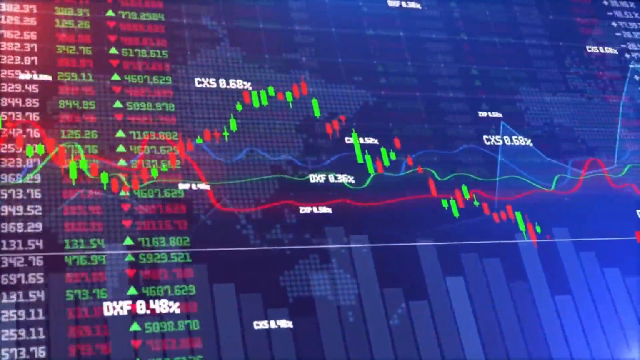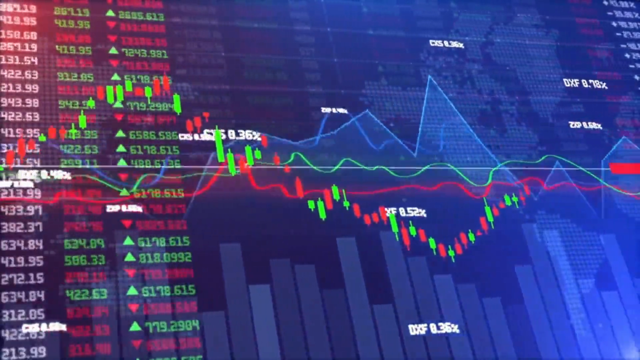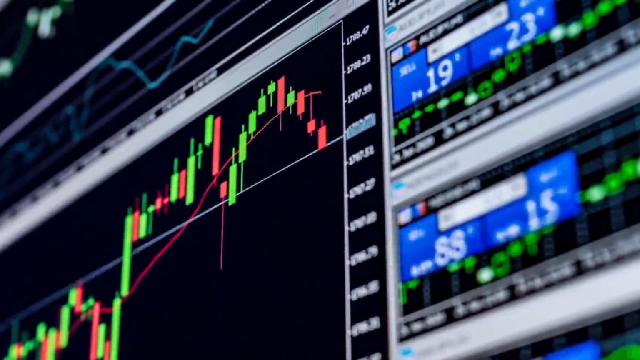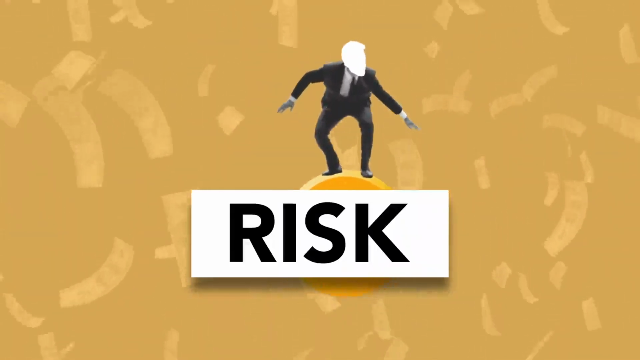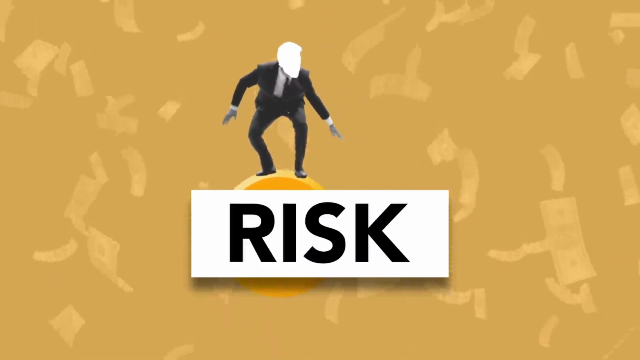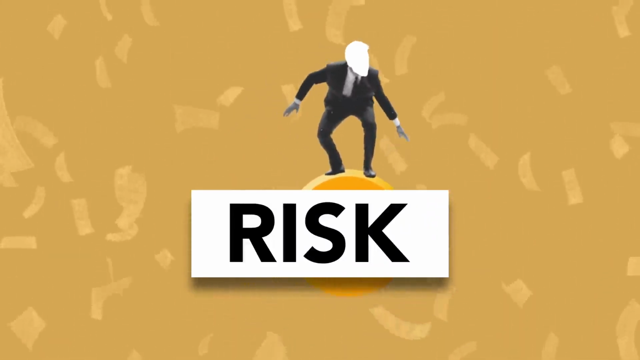Everyone has a different level of comfort with risk, and it is important to invest in a way that aligns with your personal values and goals. If you are new to investing or have a low risk tolerance, it may be helpful to seek the advice of a financial advisor to help you build a portfolio that meets your needs.